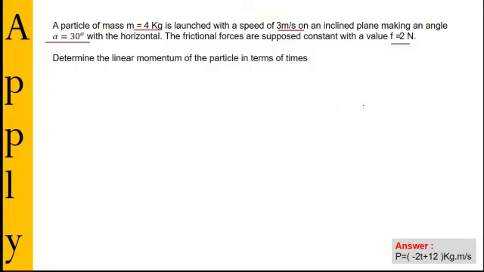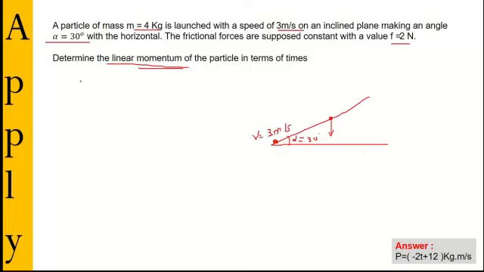Of course, now the best thing is to trace a figure. So you have an inclined plane. It's launched with a speed of 3 meters per second. This is V on an inclined plane, making an angle alpha equal to 30 degrees. And you have the frictional force. So we can trace, for example, here the particle. The question is to determine the linear momentum of the particle in terms of time.